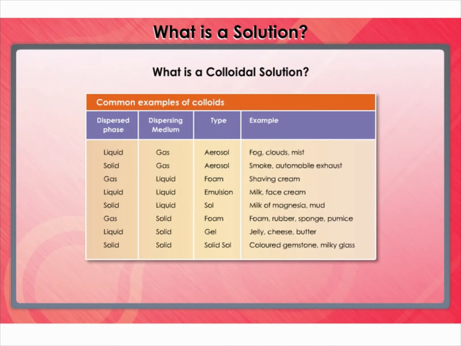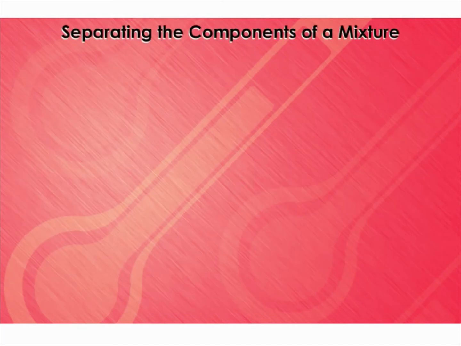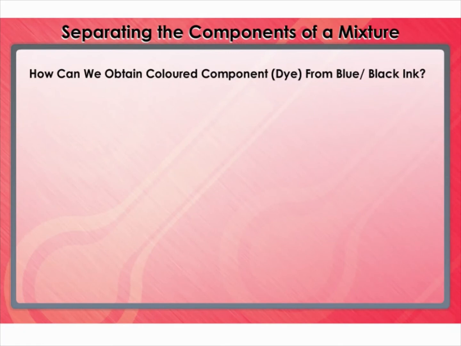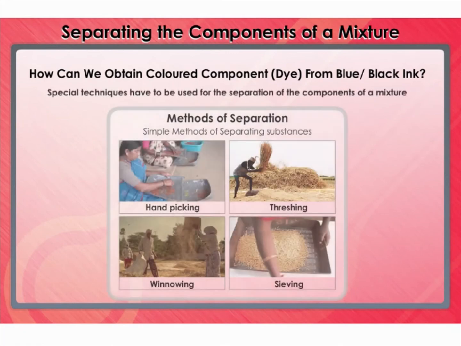Separating the components of a mixture. How can we obtain colored component dye from blue or black ink? Heterogeneous mixtures can be separated into their respective constituents by simple physical methods. Sometimes, special techniques have to be used for the separation of the components of a mixture. Let's discuss each one of them.